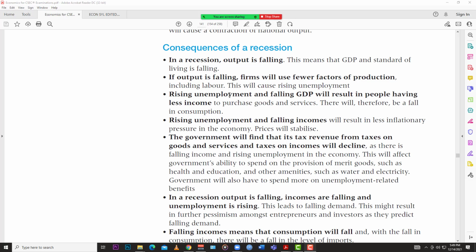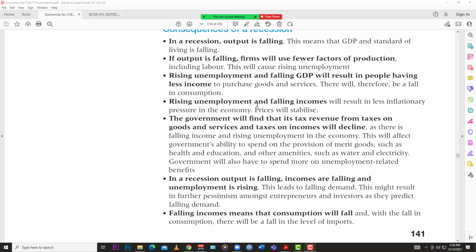Rising unemployment and falling incomes will result in less inflationary pressure in the economy. Prices will stabilize. So who says all consequences have to be bad, right? Now they're saying here that unemployment and falling income can cause inflation to stabilize. But I don't think any government wants it to be that extreme, right? They want the effect of less inflation, but not to that extreme length. But for sure, that is why they would enact certain deflationary monetary policies and fiscal policies to get the prices back stabilized in the economy, right? And so this is a consequence of a recession.